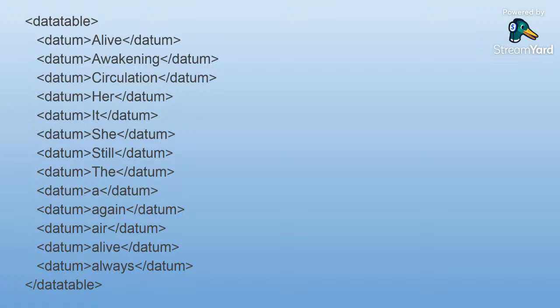Now, you'll notice one thing about this is that once you get beyond about halfway down that list, it suddenly doesn't look like alphabetical order anymore. You've gone from alive, awakening, circulation, fine, that's alphabetical so far, still, the, and then back to A. What's going on there? Alphabetical order in Unicode, which is what XML is based on, is case sensitive again.